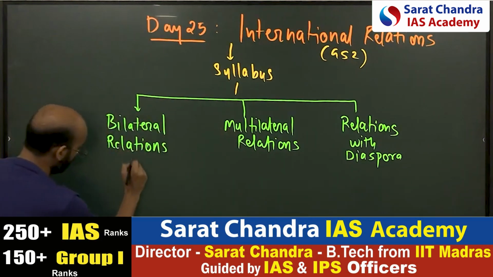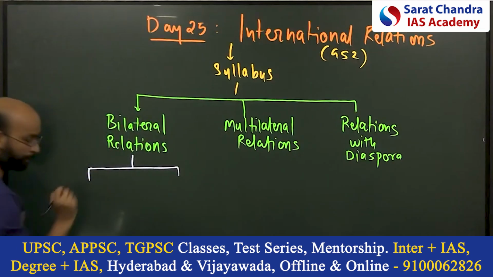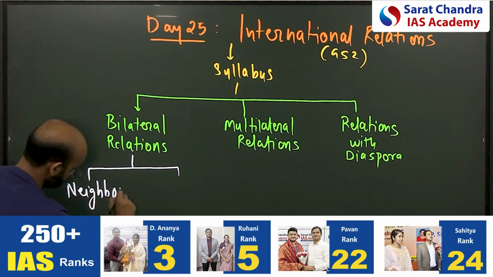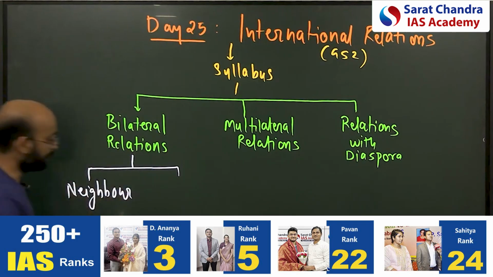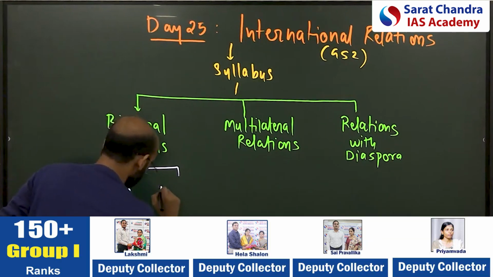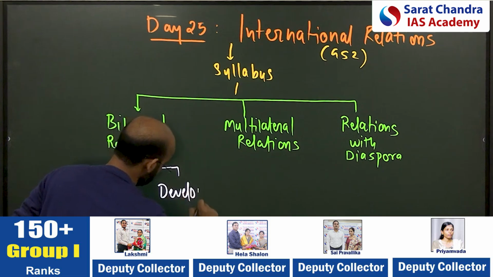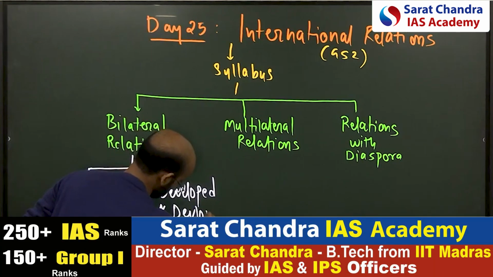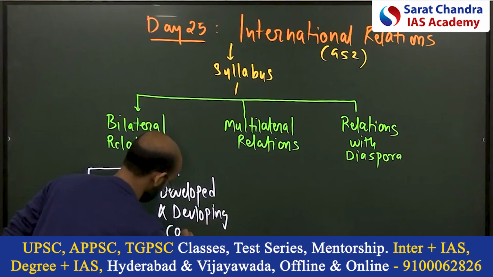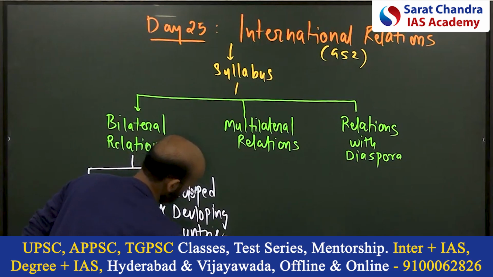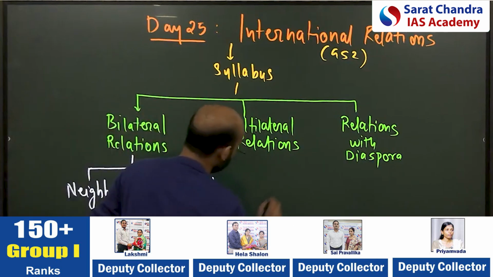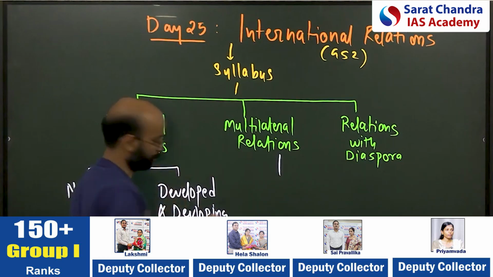Bilateral relations as per the syllabus can be divided into 2 parts. First is bilateral relations with our neighbors. Second is the developed and developing countries, like US, China, Russia, Israel, like that they ask. Here in the multilateral relations they ask 3 types of questions.